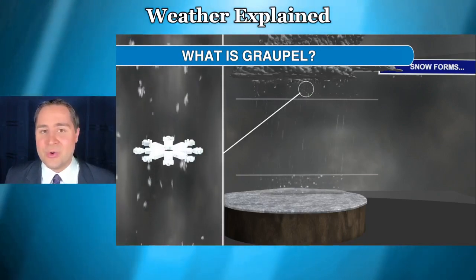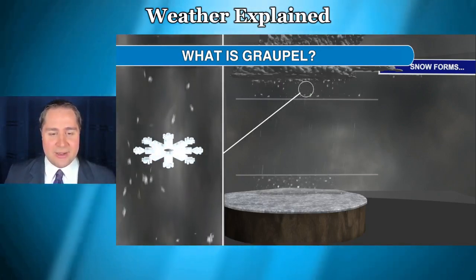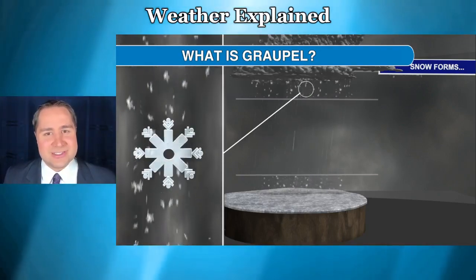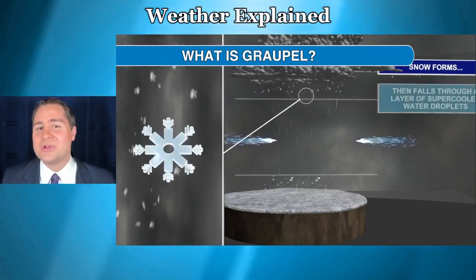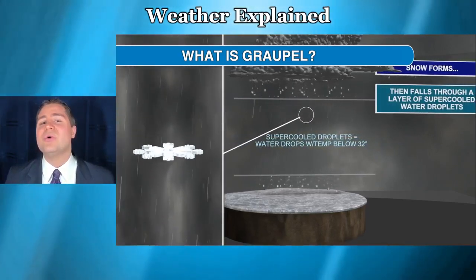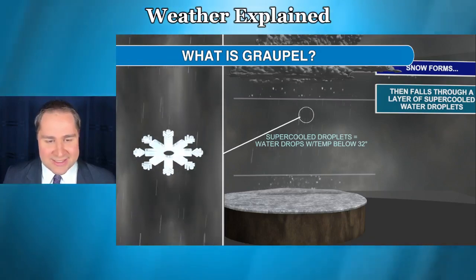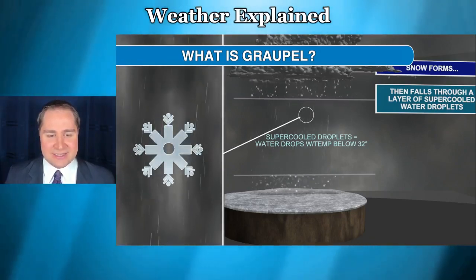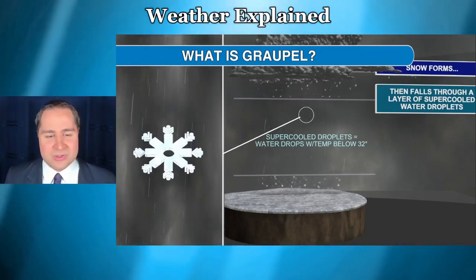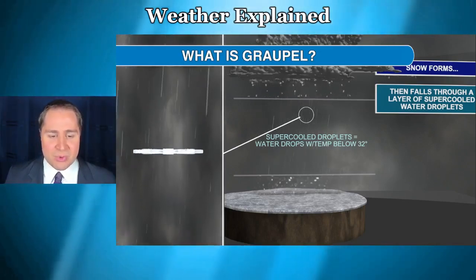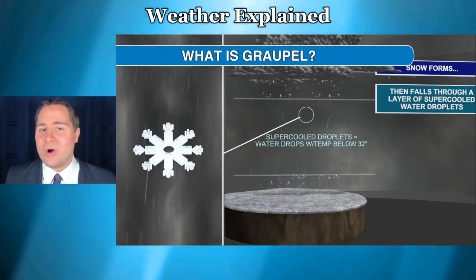You need snow to be falling. But something special has to happen to this snow. It has to fall through a layer of supercooled water droplets. And this is the tough ingredient to get. It's tough to get a layer of these supercooled water droplets because first, we're talking about really small droplets.